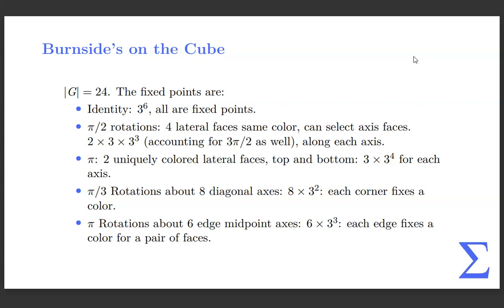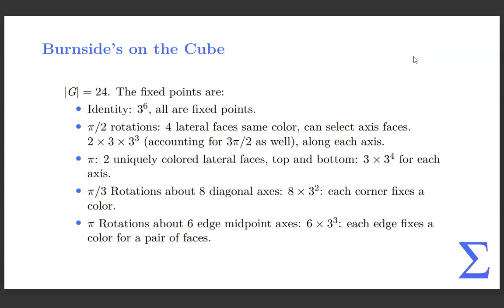Rotation is about 8 diagonal axes. These are the ones that pass through the corner. So you can rotate a cube using an axis that goes through a full diagonal. This is the axis that, for a unit cube, has the length of √3. Okay, that axis. And you have 8 of those axes, and each corner fixes a color. If you think about it, just visualize this a little bit, you'll get there, right?